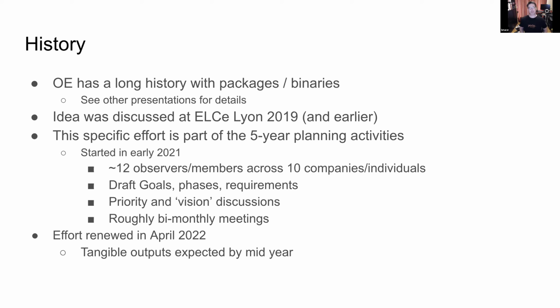It was one thing that the company I work for is interested in, and hence I was able to easily allocate some of my time towards leading the effort. So we started this effort in early 2021. There's about 12 or 14 people that I email when we hold a meeting, across 10 companies or more individuals. There's been draft goals, some phases, some requirements, many priority and vision discussions, lots of hand waving, and roughly bi-monthly meetings.